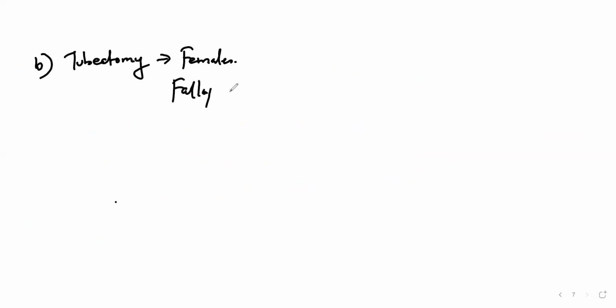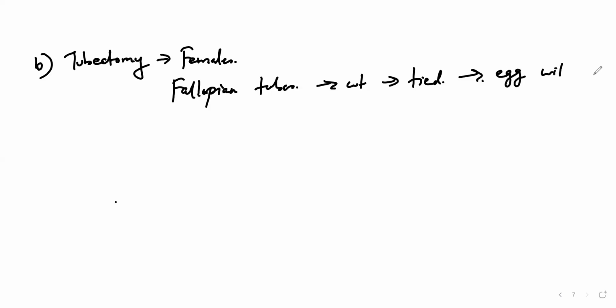In the same way, for females also, there is a method called tubectomy. It is the same thing, but here the part which is cut and tied is the fallopian tubes. The fallopian tubes are cut and then tied. Because of that, the egg will not enter the fallopian tube.